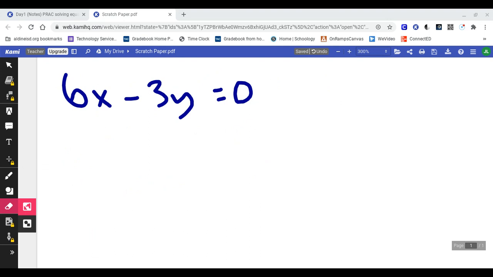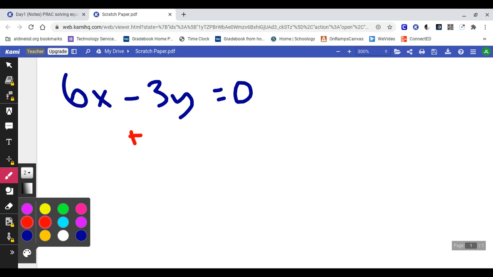Now, unlike last time, this one does not have a z to plug into. It's kind of a problem. It's going to make this a little more complicated than it was last time. But what we're probably going to want to do is just decide whether we want to get the x or y by itself first. So what I'm going to do is just add 3y to both sides.